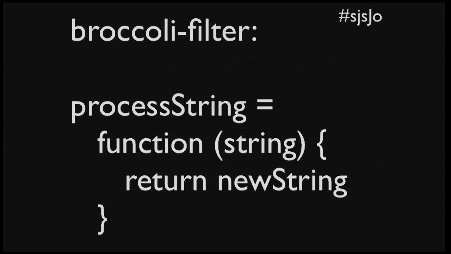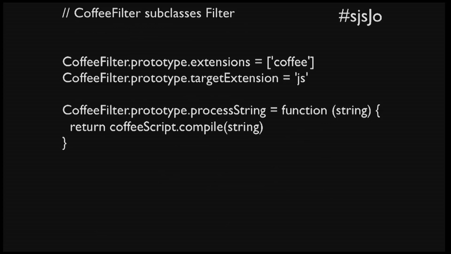And the API for the Broccoli Filter plugin that as a plugin author you implement, it's really easy. It's a process string method. It takes a string, so for example the CoffeeScript source, and it returns a new string, the compiled JavaScript. So here is the implementation for the CoffeeScript plugin. I have omitted some boilerplate at the top where we subclass the filter base class. And then we set the extensions, which is just coffee, and the target extension, JS. And the core of the plugin is the process string method. It takes a string of CoffeeScript and it calls the CoffeeScript compiler and then returns the compiled JavaScript. So that's really all there is to it.